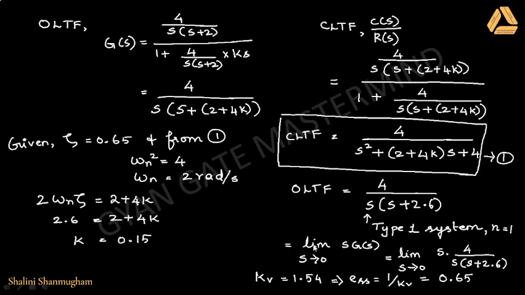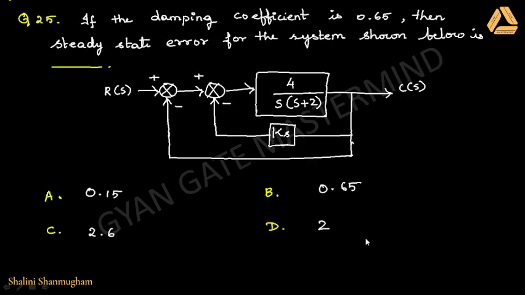So by applying the formula, KB is nothing but limit of S tends to 0, S into G of S. G of S is the open loop transfer function. So just substitute, you will get the value of KB, velocity error, as 1.54, and from this you will find the steady state error which is given by 1 by KB, which is nothing but 0.65. So the answer is 0.65. B is the correct option.